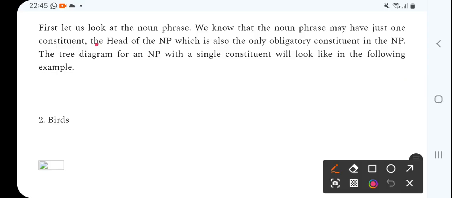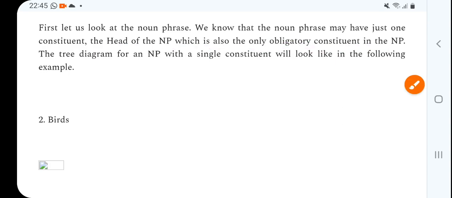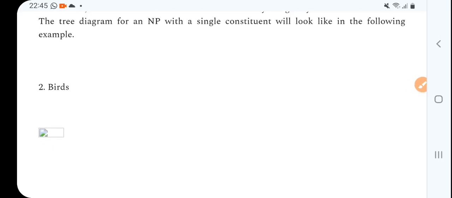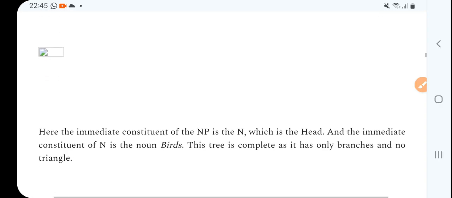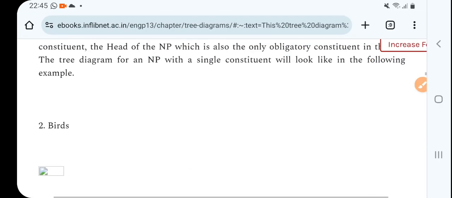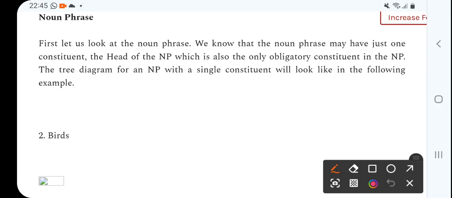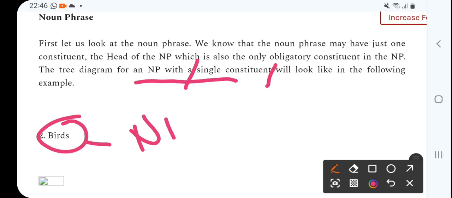Again, important: the head of the noun phrase is an obligatory, important constituent of the noun phrase. The tree diagram is not open, but the NP is a single constituent, like "birds". Now, however, they say an NP is a single constituent, which looks like the following example. So that's the tree diagram for a noun phrase. A phrase is a group of words, but a single constituent, "birds", is also called a noun phrase.